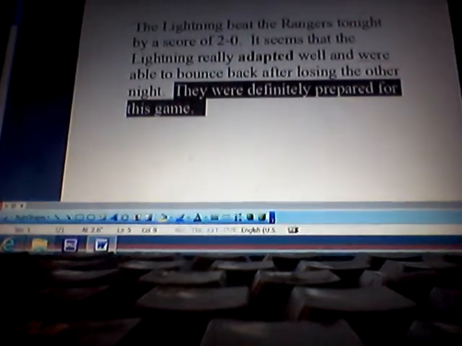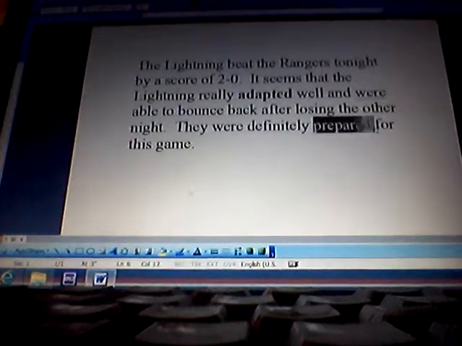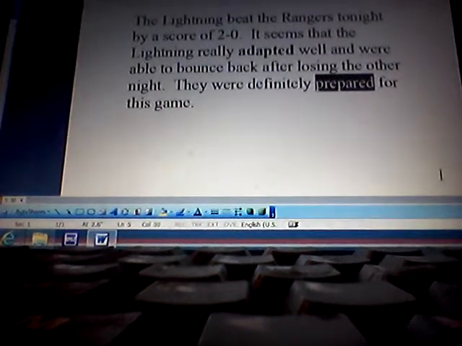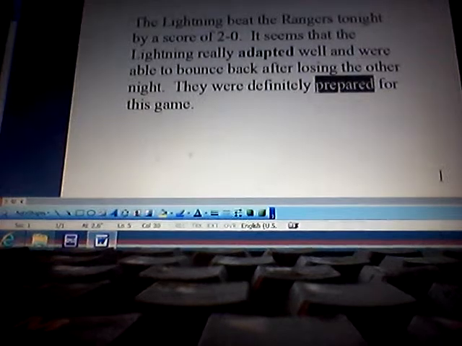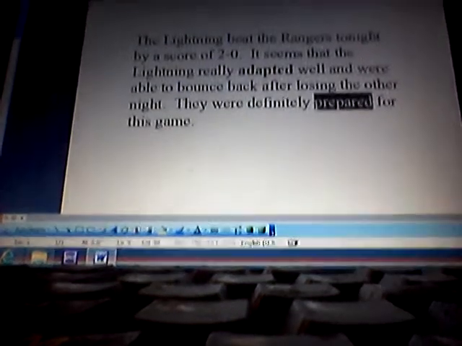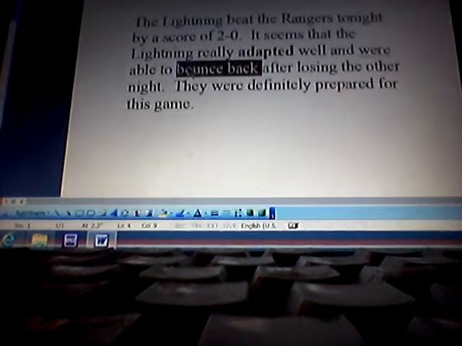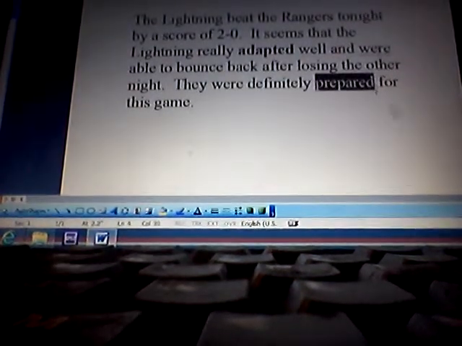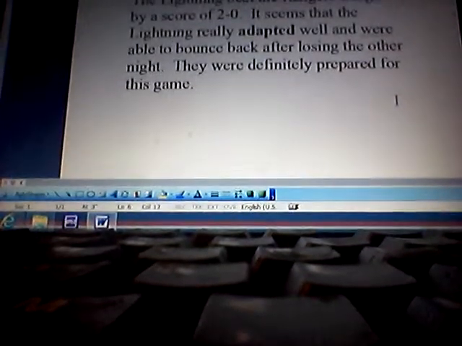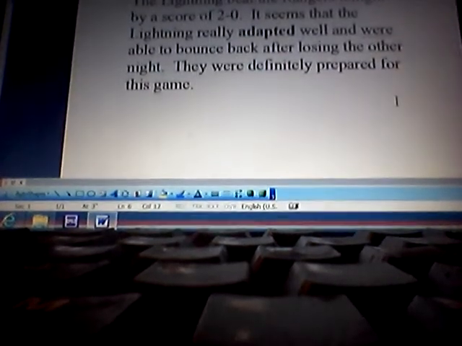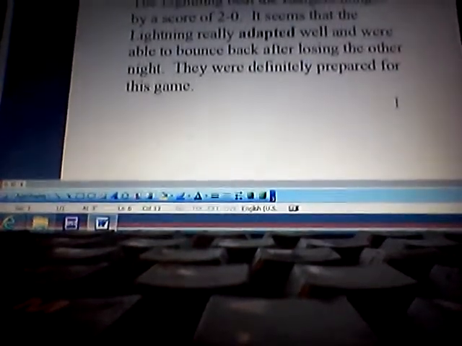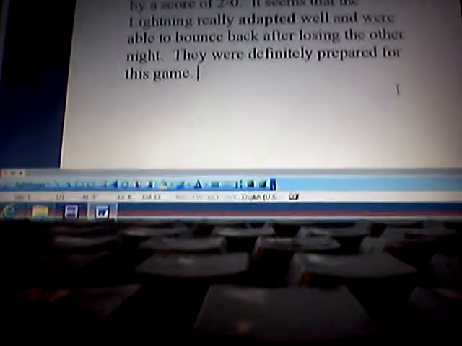after bouncing back in this sentence is the word prepared right here. They were prepared for this game. Now, I could summarize here, I could figure out that adapting has something to do with being prepared to bounce back. So the best two context clues in this whole paragraph to me are bounce back and prepared. So I can make the conclusion that to adapt means to prepare to change the result of something. In this case, the Lightning prepared themselves so that they wouldn't lose tonight after losing the other night. That, to me, is what adapted means.